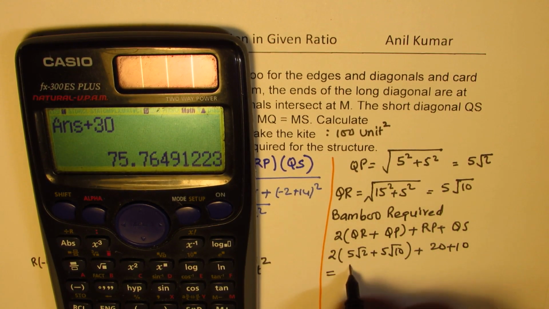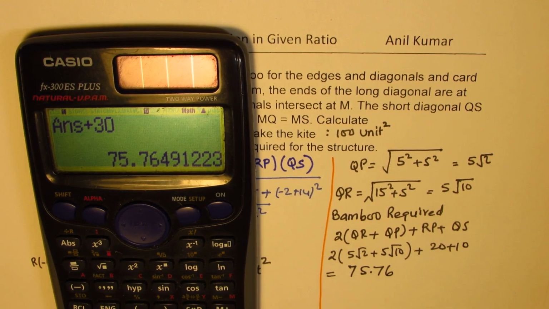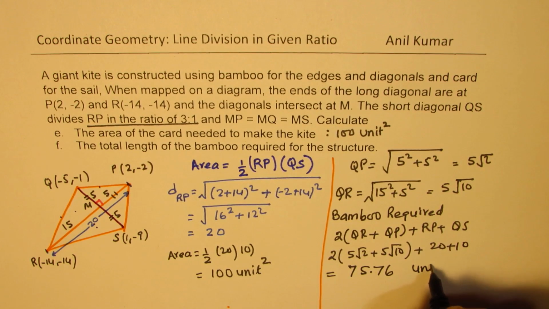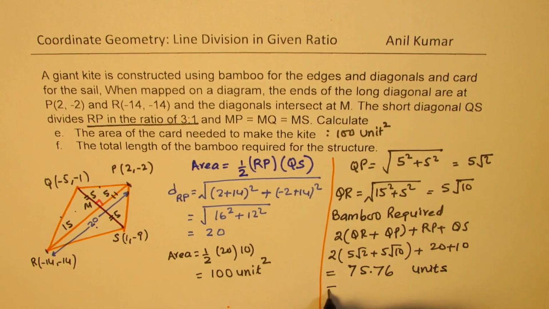So that gives us 75.76 units. Okay, so you can approximate to 76 units. Is that clear to you? So that is how we can find the requirement for bamboo also. So I hope it makes sense.